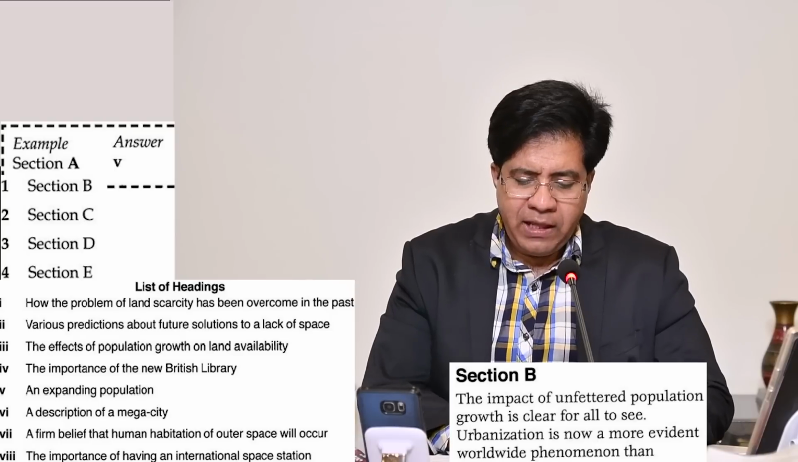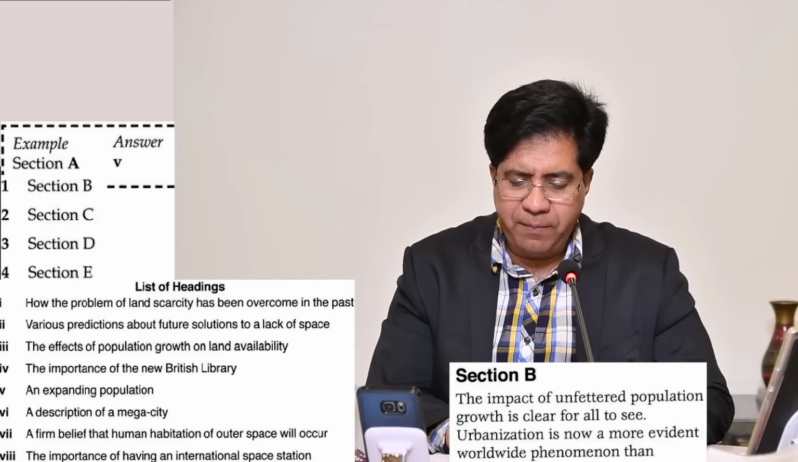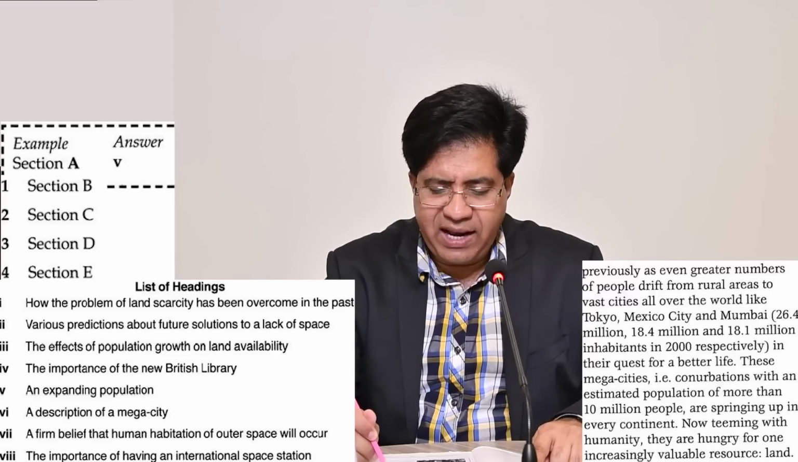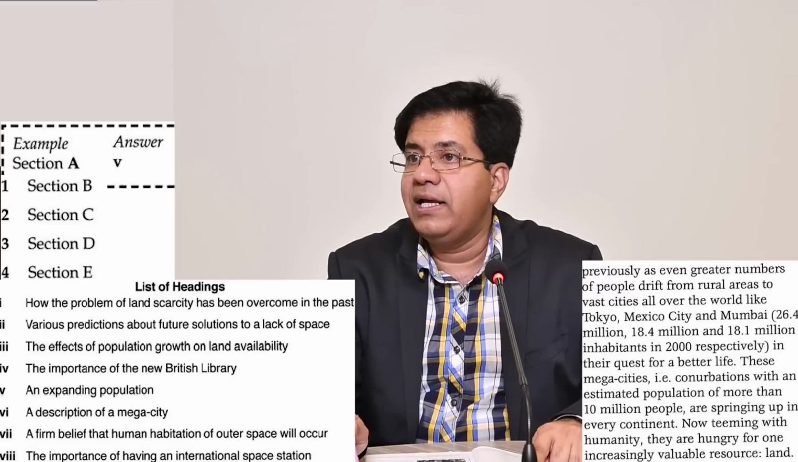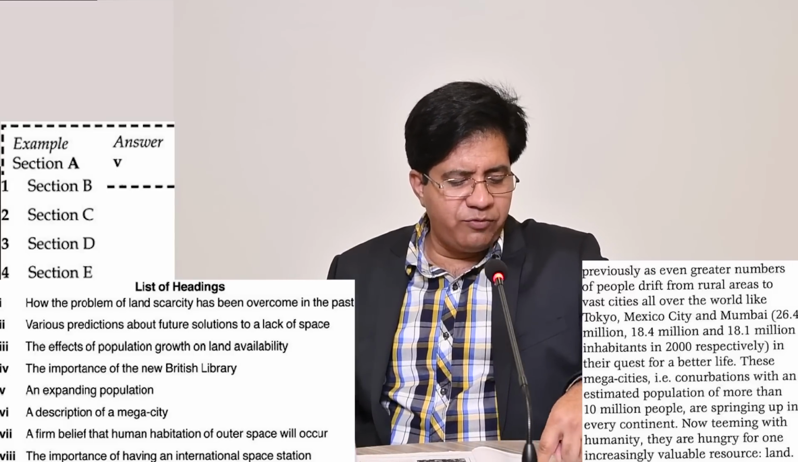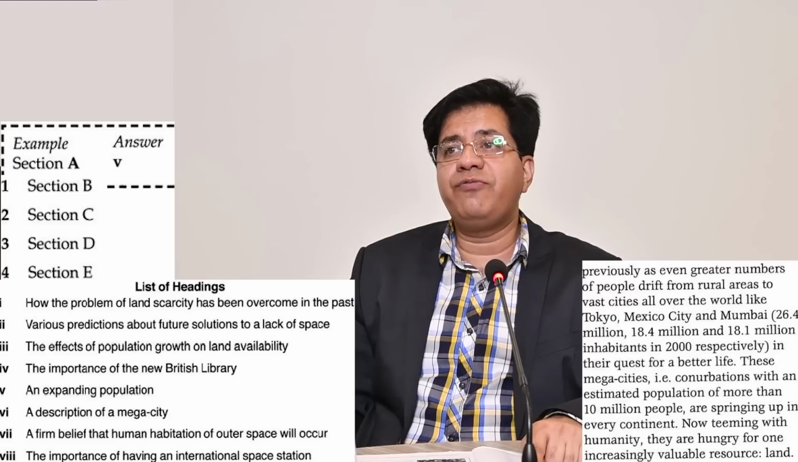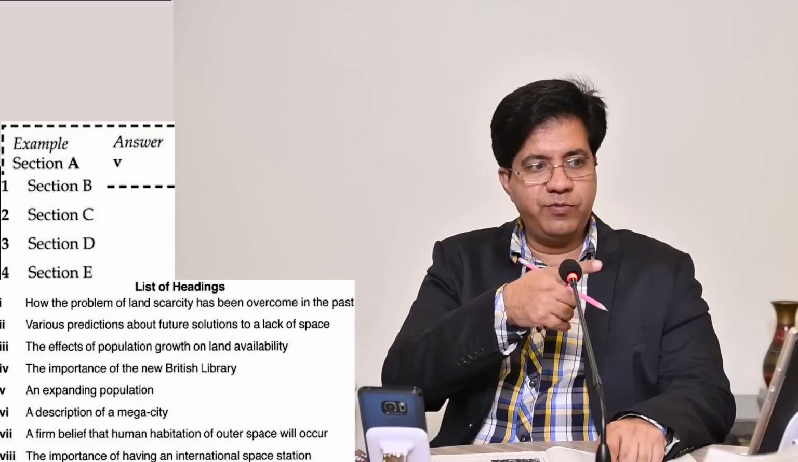If you read on, the impact of unfettered population growth is clear for all to see. Urbanization is now a more evident worldwide phenomenon than previously. And if you go to the end, the last sentence of paragraph B, now teeming with humanity, they are hungry for one increasingly valuable resource, and that is land. So from this we understand the right answer for question number 1 is heading number 3. Now do one thing. Cross heading number 3 from there. In the actual exam, you will do that also. Cross heading number 3. It's working now.